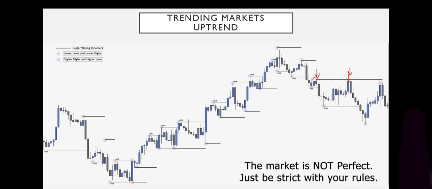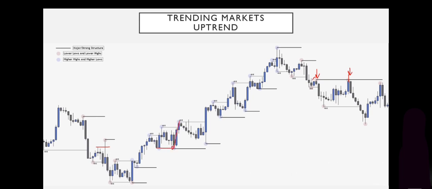And again, don't get me wrong. Sometimes it happens. Like here it happened. We wicked up, but then we still went down. Here it also happened. We just wicked down for a little bit, but then the next candle immediately continues to go up. So you're like, okay, well, this was just a little bit of a liquidity grab right there.